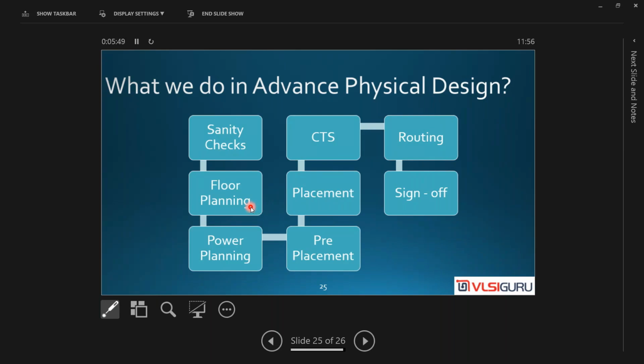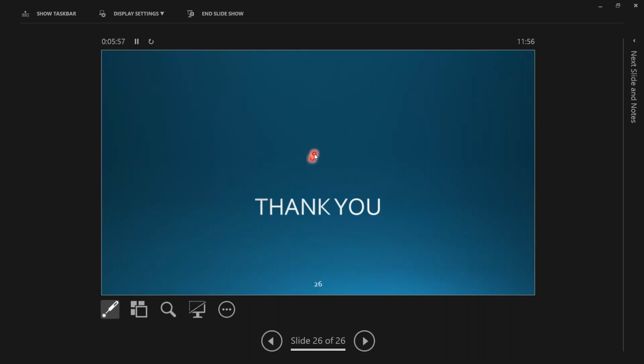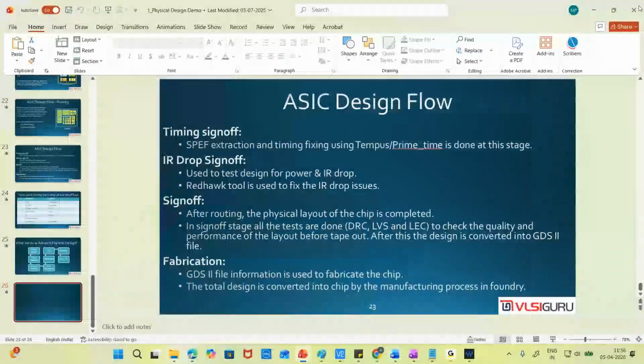That I've explained, right? It's a part of the ASIC design. Sanity checks, floor plan, power plan, pre-placement, placement, CTS, routing, and sign-off. So that's all we are going to do in our physical design flow.